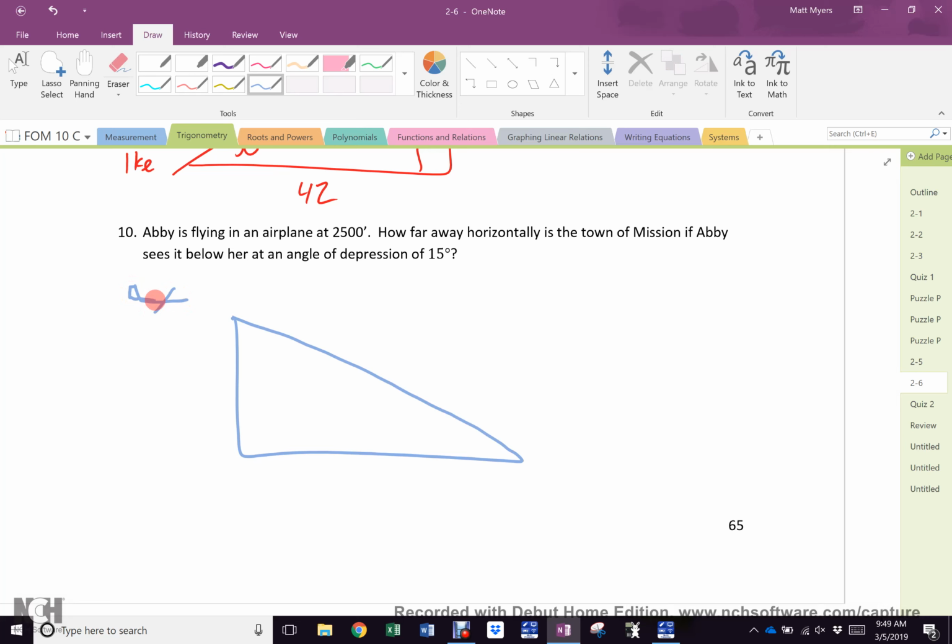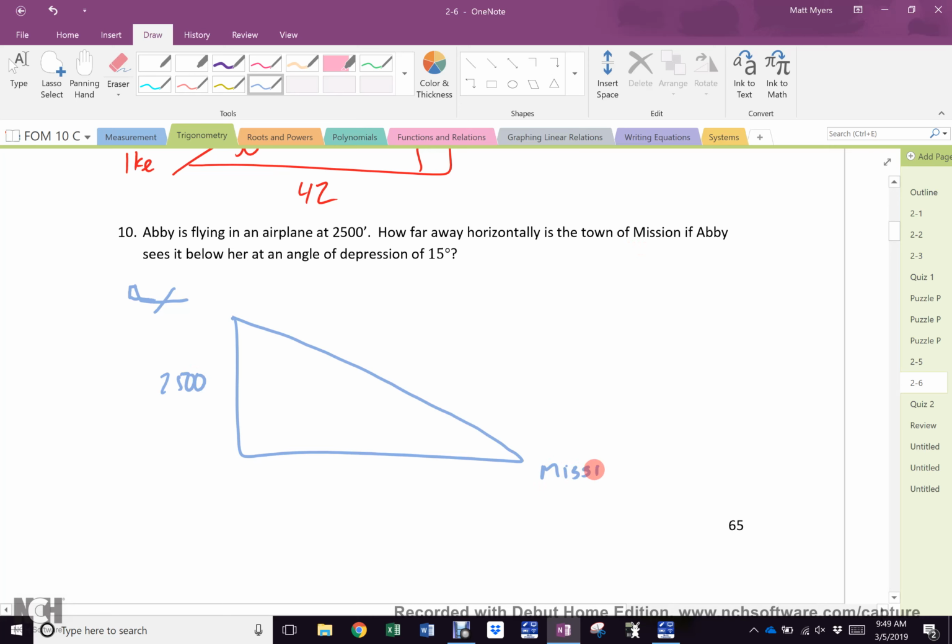2,500 feet. Is the hypotenuse 2,500 feet or is the vertical leg 2,500 feet? The vertical leg is 2,500 feet. She looks down to the ground and she sees the town of Mission. Where is the town of Mission? Floating in the sky like in the Jetsons? No, the town is on the ground.